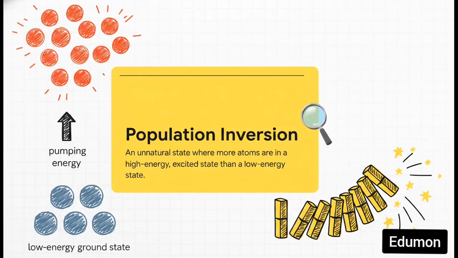See, normally atoms are kind of lazy. They prefer to just hang out in a low energy or ground state. To make a laser, we have to pump so much energy into a material that we completely flip that upside down. We get more atoms in that high-energy, excited state, all just waiting on the edge, ready to release their photons. It's kind of like setting up a massive field of dominoes, just waiting for that first push.